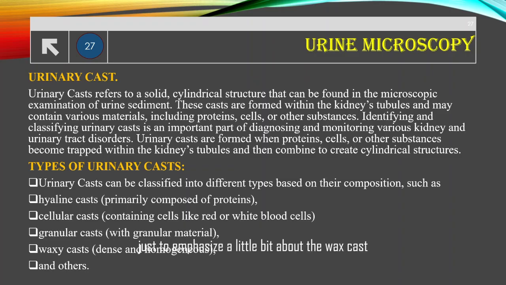So now, just to emphasize a little bit about the wax casts, on microscopic examination they are called wax because of how they appear, because they appear like glass. So those are called the wax casts. The clinical relevance of the wax casts is that they are a sign of chronic kidney disease, or just a sign of reduced kidney function. They just appear like glass. That's what you need to understand about the wax casts.